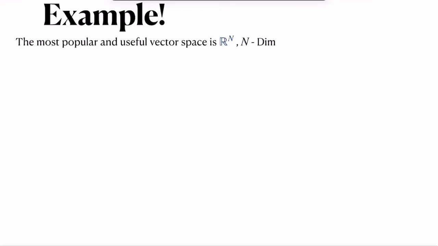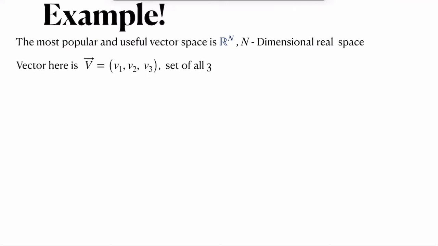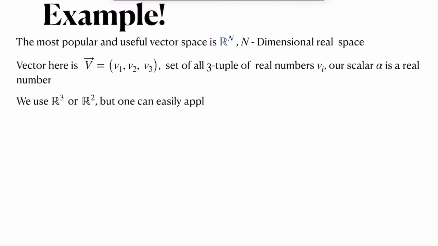The most popular and useful example of a vector space is Rn. It is an n-dimensional real space. Of course, you could have a complex space too. That would also come under this. But for simplicity, let's use a real space, and the rest would be very similar. The vectors here are tuples. For example, we often use R3 or R2, which can be easily generalized to Rn. So, to reduce the writing and complexity, you just use R2 or R3. R2 is even more useful because you can draw it on a sheet of paper.